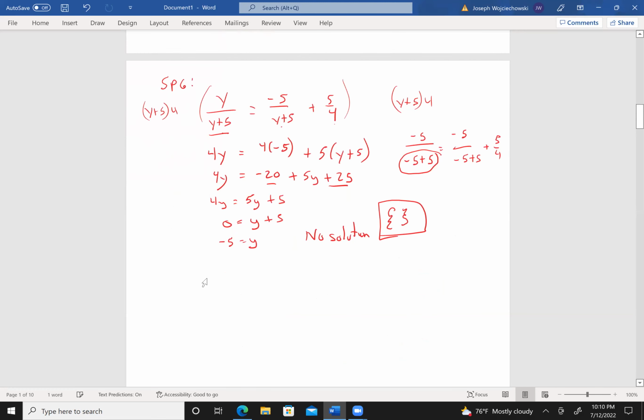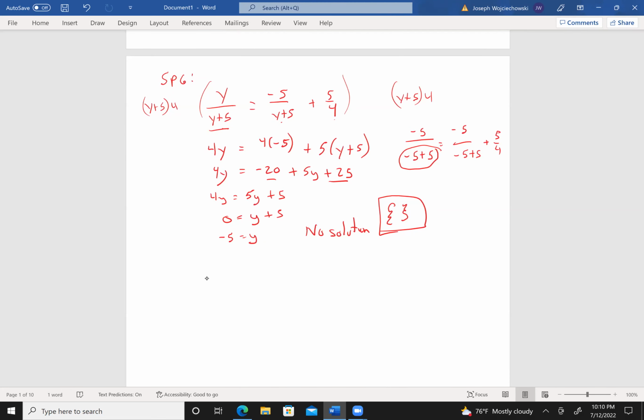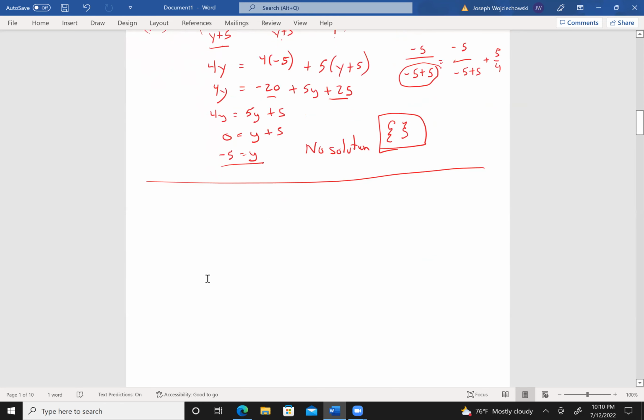Got to be careful with those. That's why checking is so important. You think it'd come out nice and even, but then looking at it, it doesn't work. So you have to double check. Take the time to check your solutions, especially on the exam.